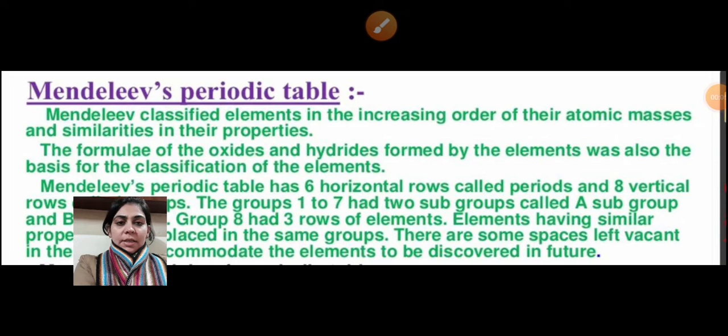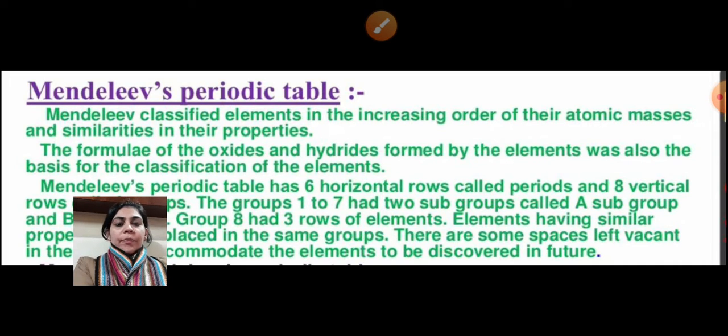We were discussing chapter number 5, Periodic Classification of Elements. I told you in the earlier video also why it is necessary to classify the elements. The classification of elements is very much necessary to study them in a very easy manner. Till now, we have discussed the Dobereiner's triad law, Newlands' law of octaves, and the Mendeleev periodic table.